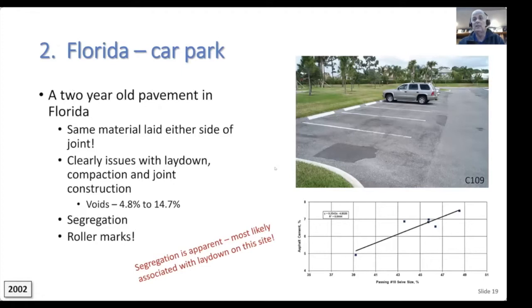We can see segregation in many jobs. This is a much smaller project. This is one in Florida. Here you can see segregation introduced by laydown. Passing number 10 here I had to use because there wasn't a 236 available. But segregation is an issue which can cause failure, and you'll see this on projects all over the place. But doing these plots, looking at the asphalt content versus the coarse fine split, can very easily tell you if you've got segregated materials.